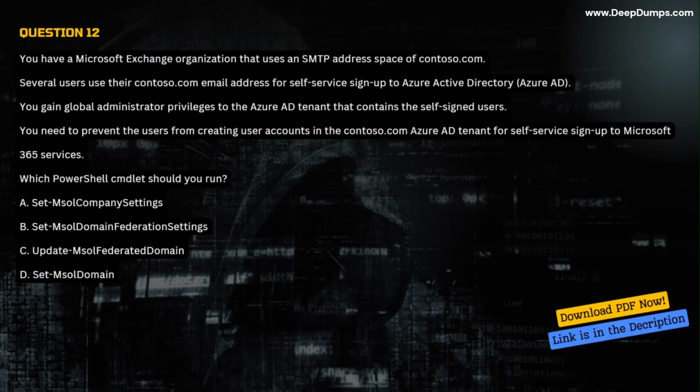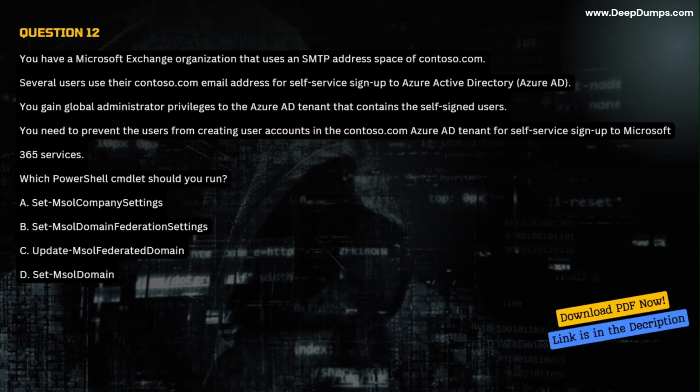Question 12. You have a Microsoft Exchange organization that uses an SMTP address space of contoso.com. Several users use their contoso.com email address for self-service sign-up to Azure Active Directory, Azure AD. You gain global administrator privileges to the Azure AD tenant that contains the self-service users. You need to prevent the users from creating user accounts in the contoso.com Azure AD tenant for self-service sign-up to Microsoft 365 services. Which PowerShell command should you run?